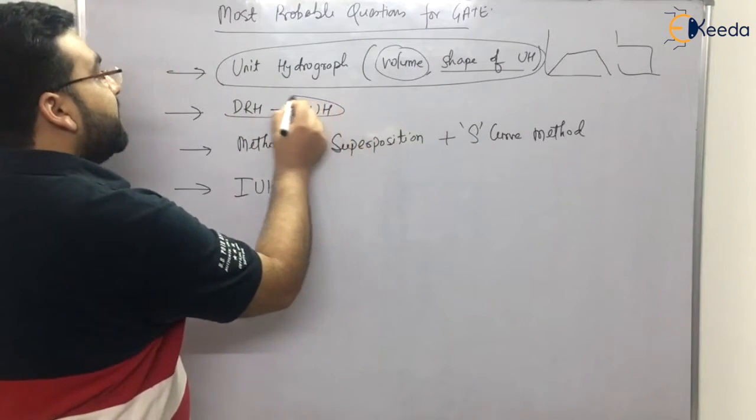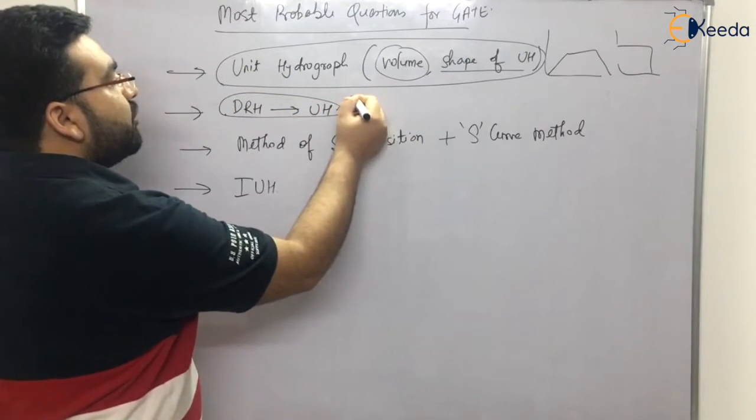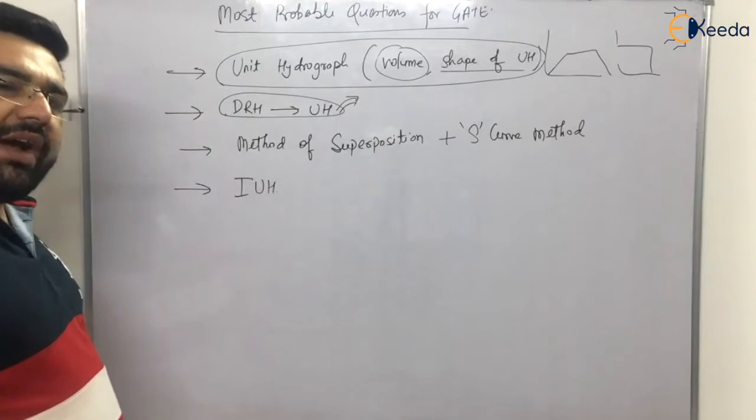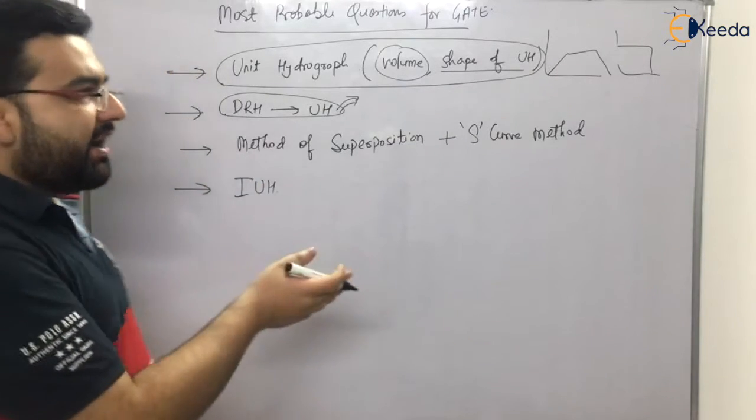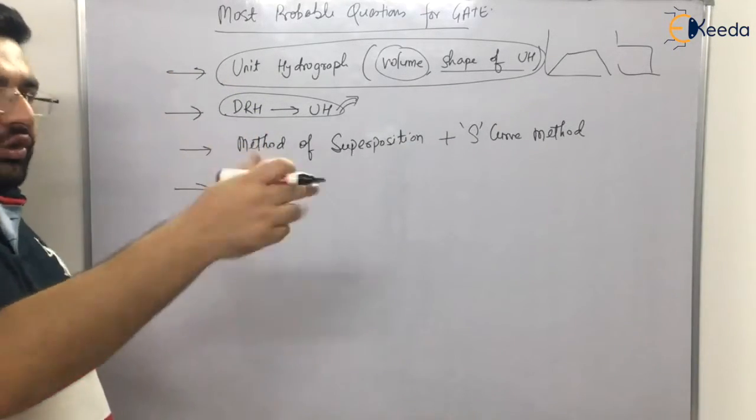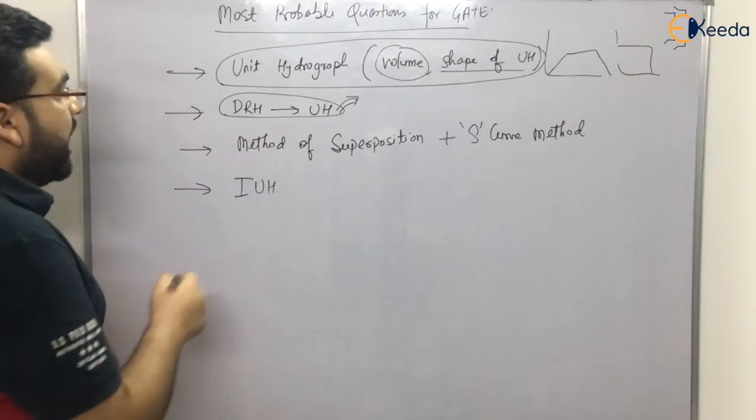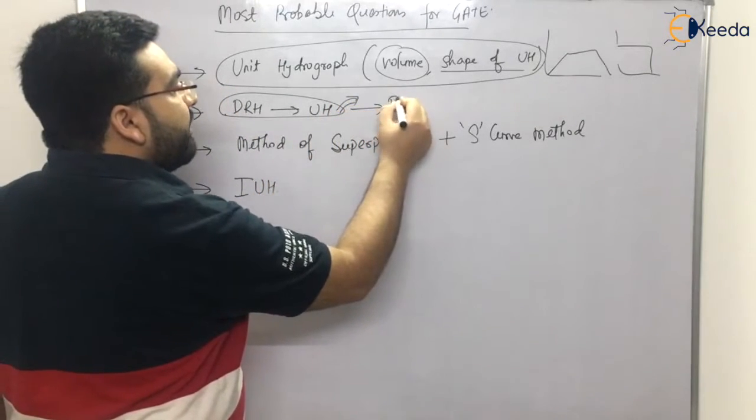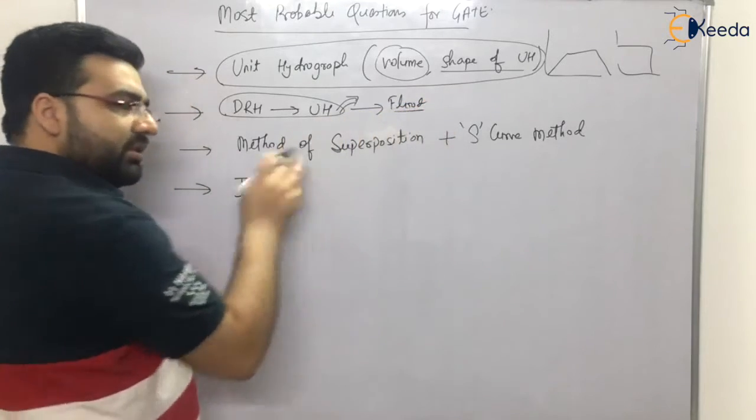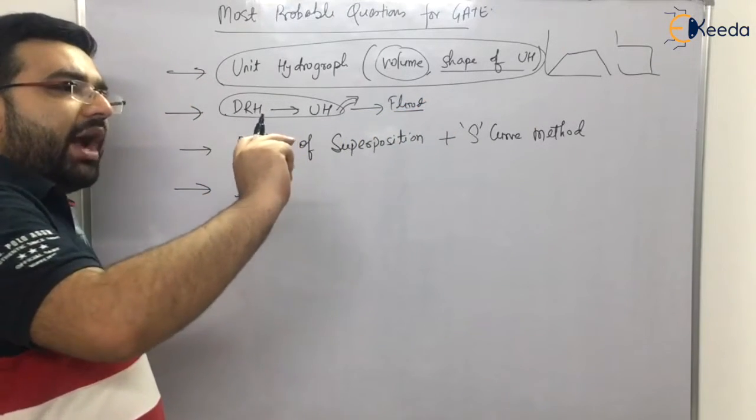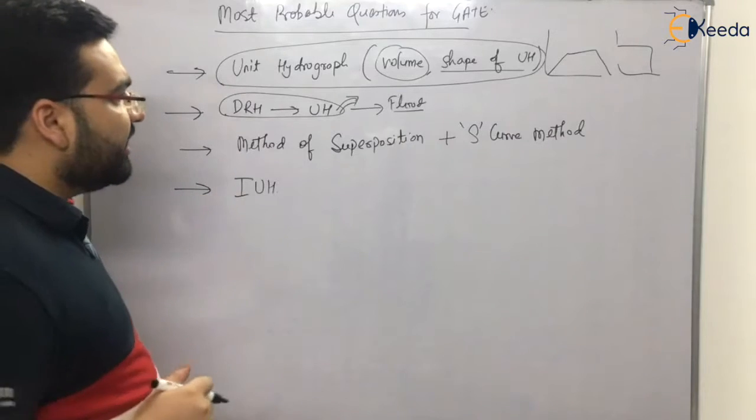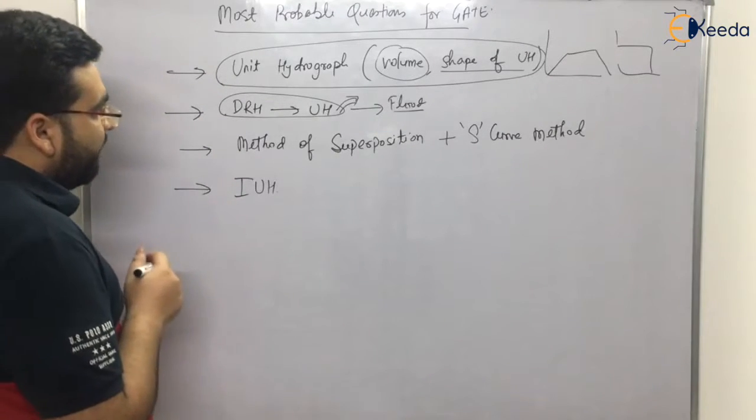Second, from the direct runoff hydrograph, you can be asked to determine the unit hydrograph. What you have to do is divide the linear response by the excess rainfall, and you will get the unit hydrograph. Simple, right? Suppose you also need to determine the flood hydrograph. Same thing, you have to add the base discharge also, and you will get the normal direct runoff flood hydrograph.